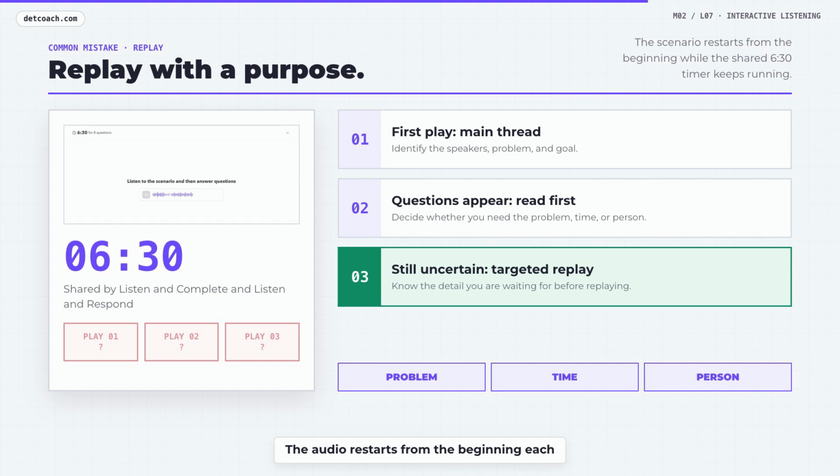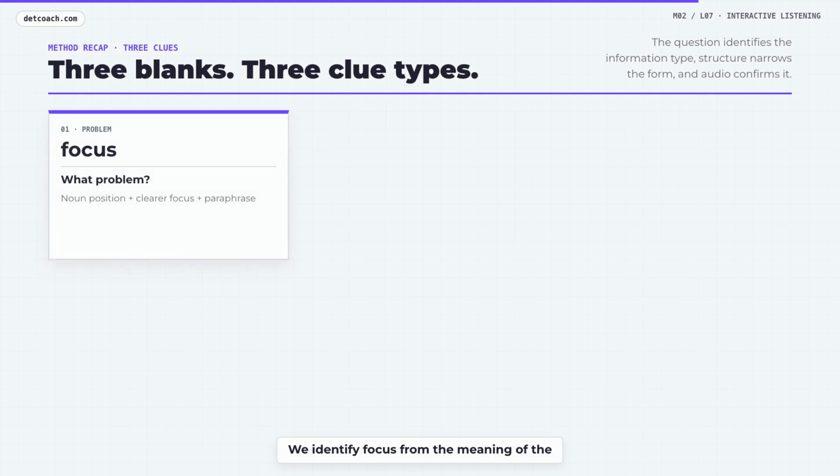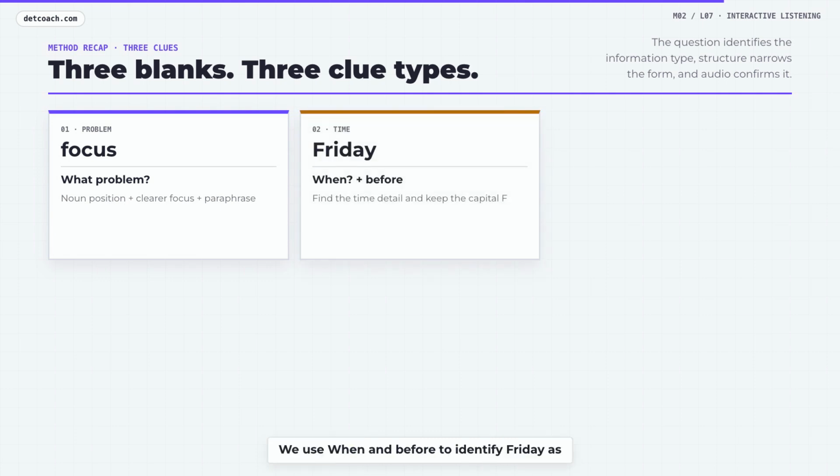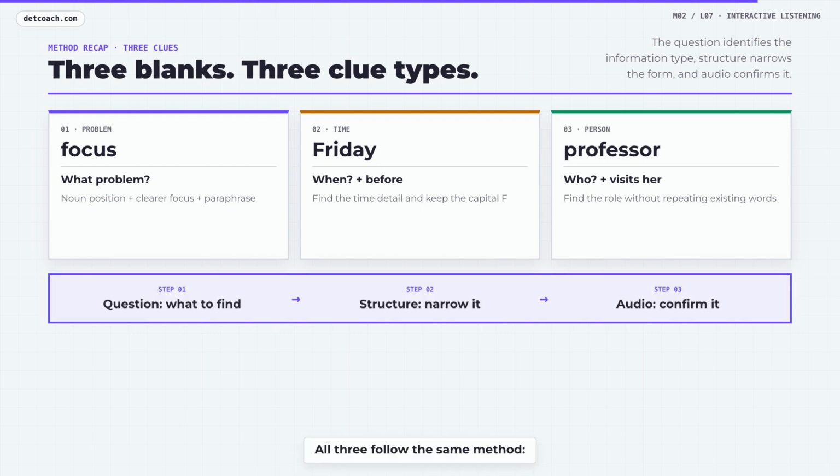The audio restarts from the beginning each time, so decide in advance whether you are listening for the problem, the time, or the person. Each of the 3 blanks in this example can be solved using a different type of clue. We identify focus from the meaning of the question, the required part of speech, and the paraphrase. We use when and before to identify Friday as the time detail. We identify professor from who and the relationship between the speakers. All 3 follow the same method.